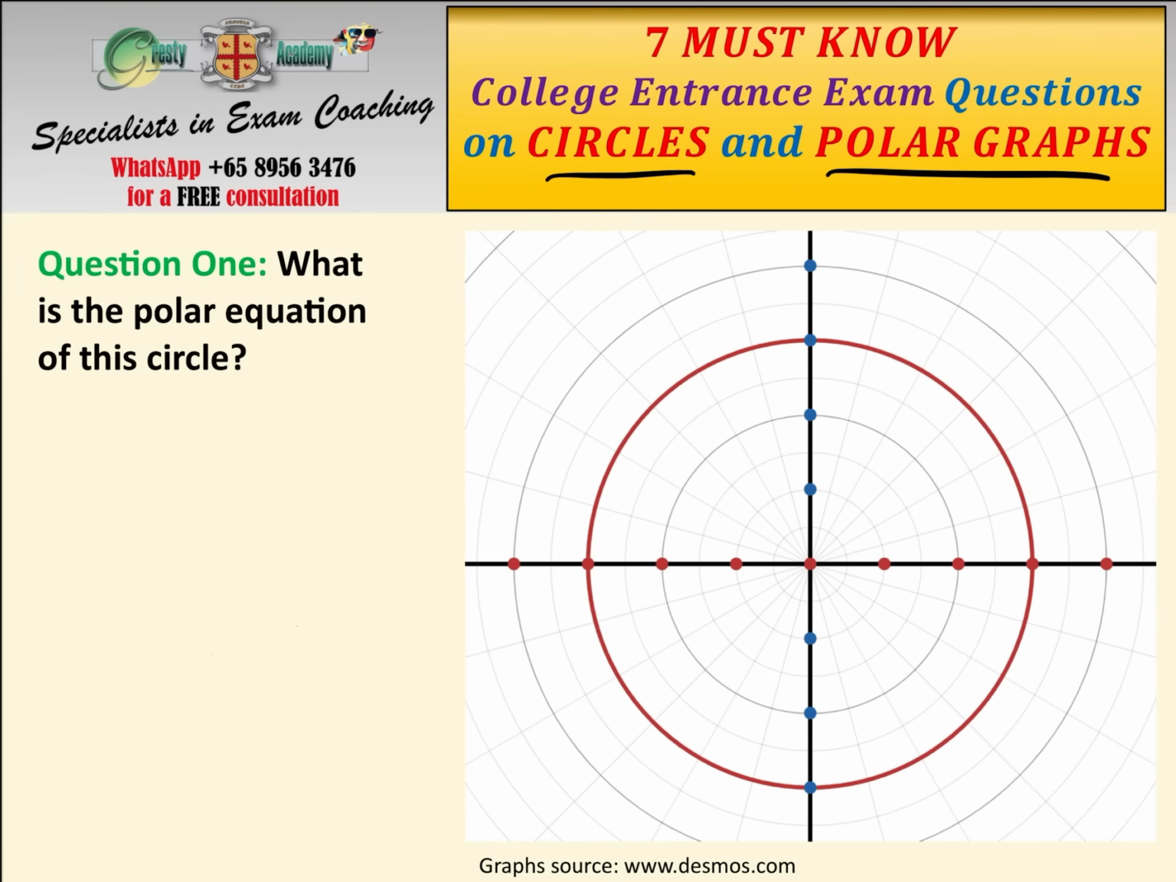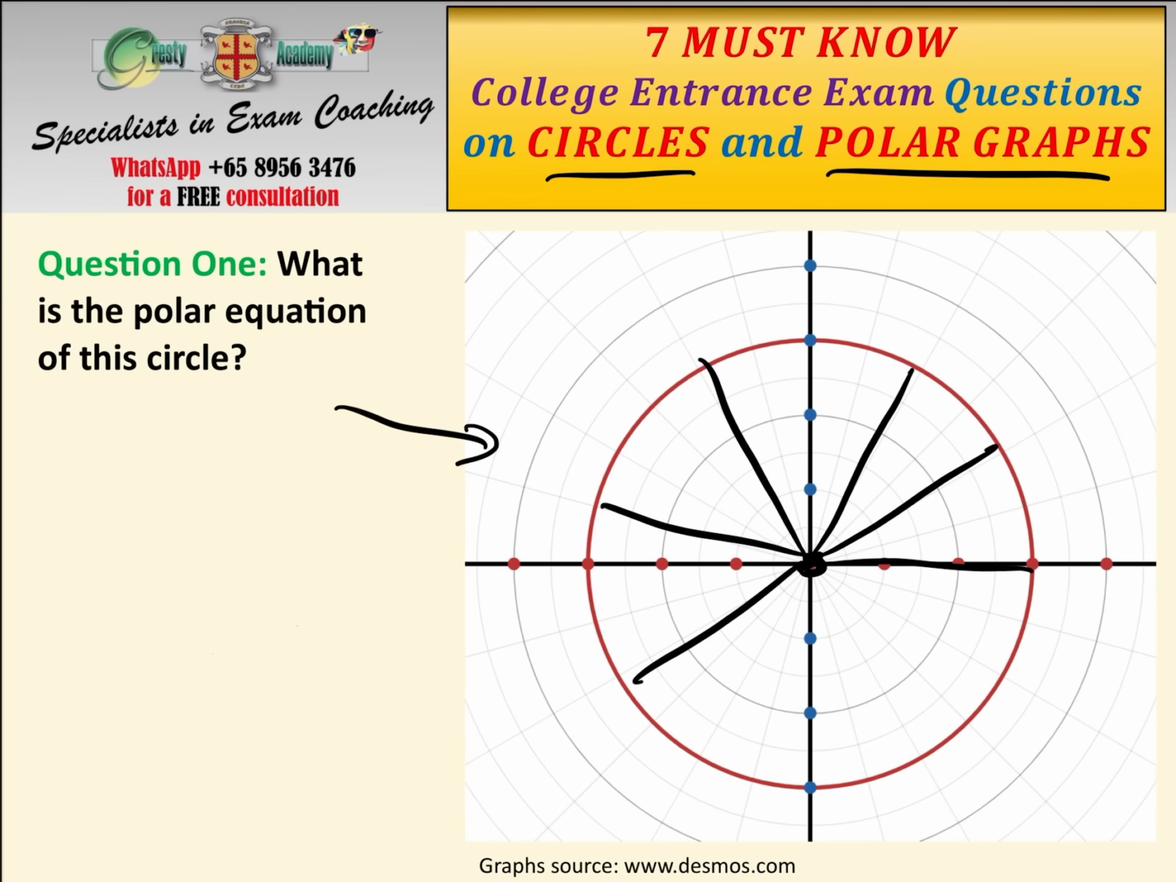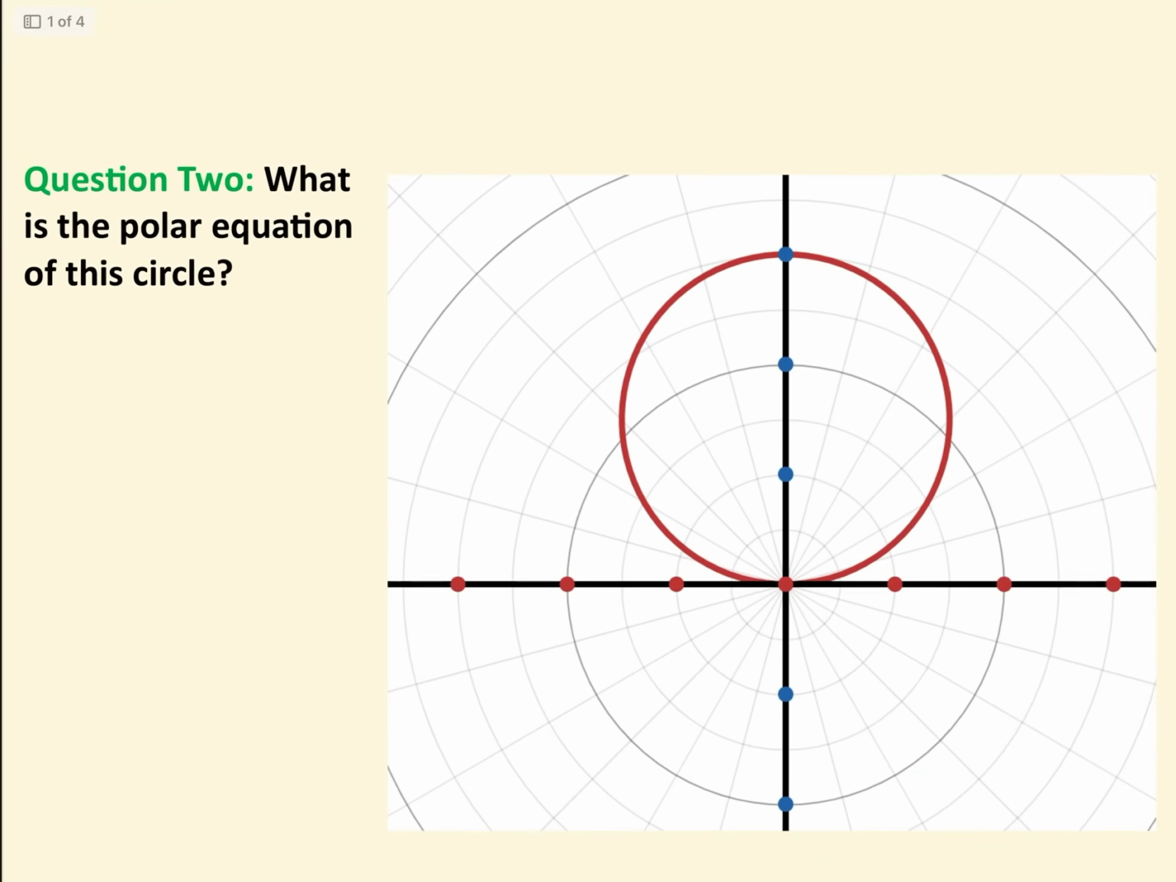Question 1, very gentle starter. What is the polar equation of this circle here? Well, we can see here is the centre, and no matter what angle of theta we take, the radial distance from the origin is exactly the same. It's 1, 2, 3. Therefore, the equation of this circle is simply r equals 3. Nice, easy starter. Okay, let's move straight on to question number 2.